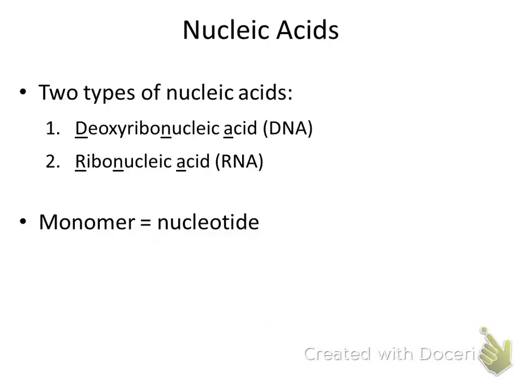Okay, we said nucleic acids were DNA and RNA. You should know that DNA is deoxyribonucleic acid, RNA is ribonucleic acid. They're named differently because they have different sugar subunits within their monomers, the nucleotides, ribose and deoxyribose.